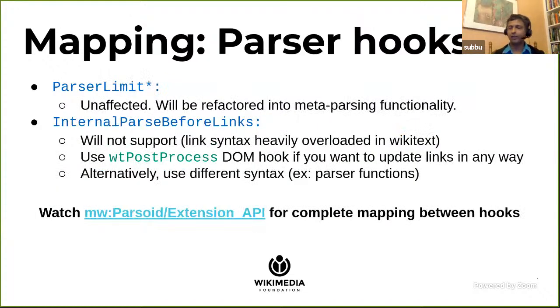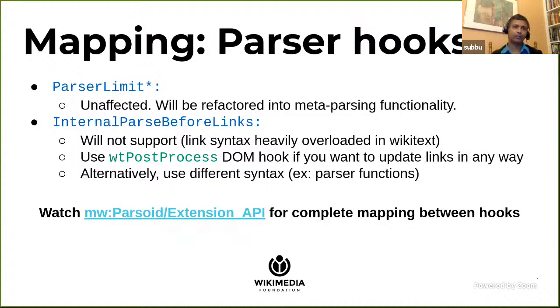So if you have hooks where you inspect limits, the parser limit hooks, then these are unaffected. So these hooks will probably be refactored into a meta parsing functionality outside the parser classes. The only difference from Parsoid land probably is going to be that instead of a parser object, you're probably going to get a Parsoid API object. That's probably the only difference. But otherwise, all the limit information that you rely on, you're going to get from those hooks.